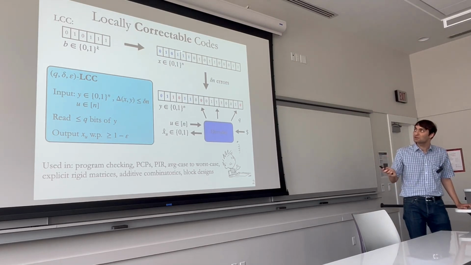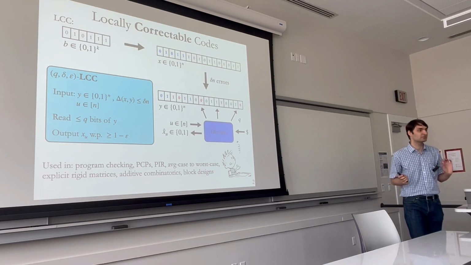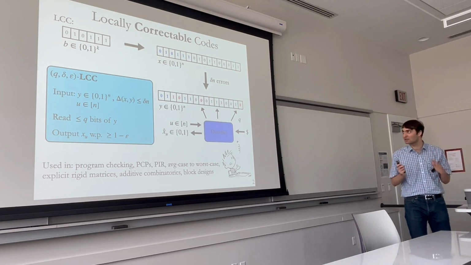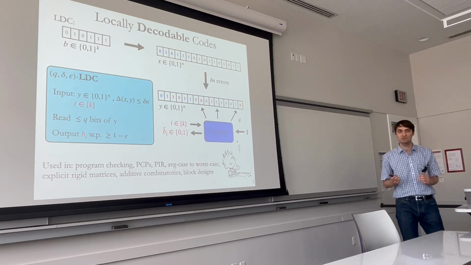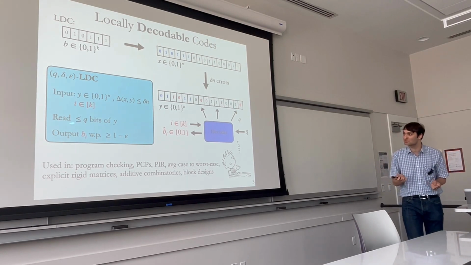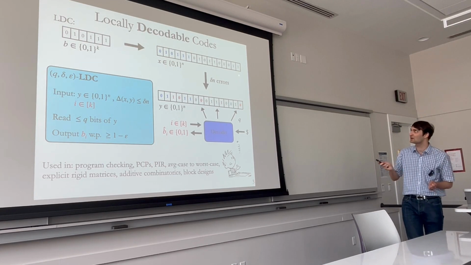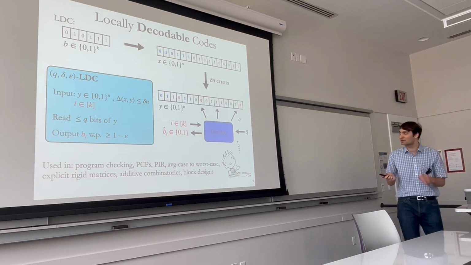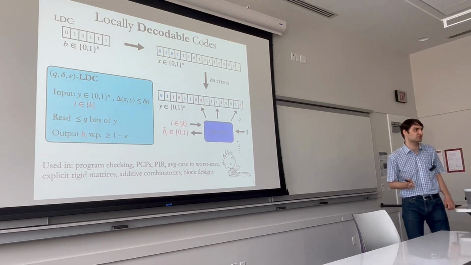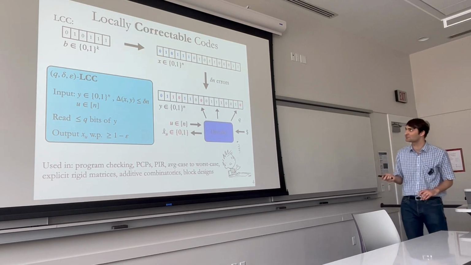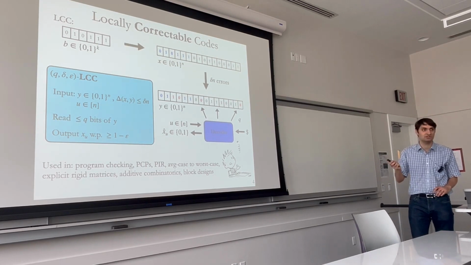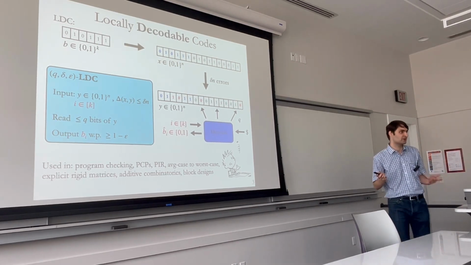I've defined locally correctable codes, and now I want to define a related notion called locally decodable codes, because it's also been studied quite a bit and has very similar properties. A locally decodable code is almost the same as a locally correctable code. The difference is that we only care about recovering bits b sub i of the message rather than the whole encoded string. So the input is now some index i in k, which specifies the bit b sub i that we wish to recover. Toggling back and forth, in local correction I'm trying to recover each x sub u of the encoded string, whereas in local decodability I only care about recovering the bits of the message.